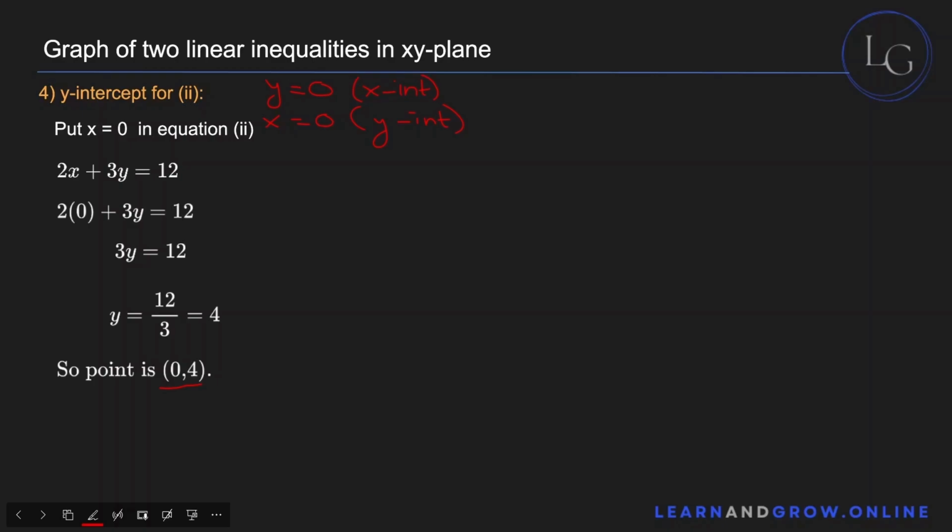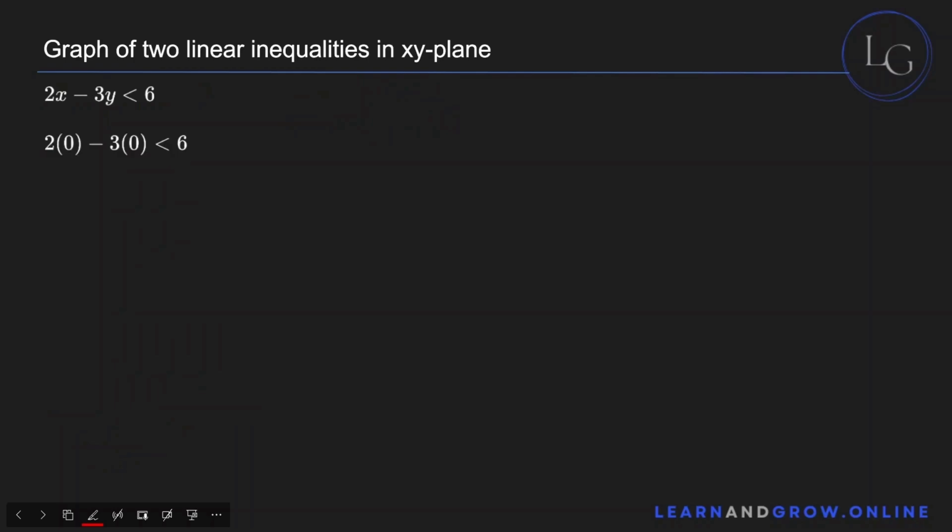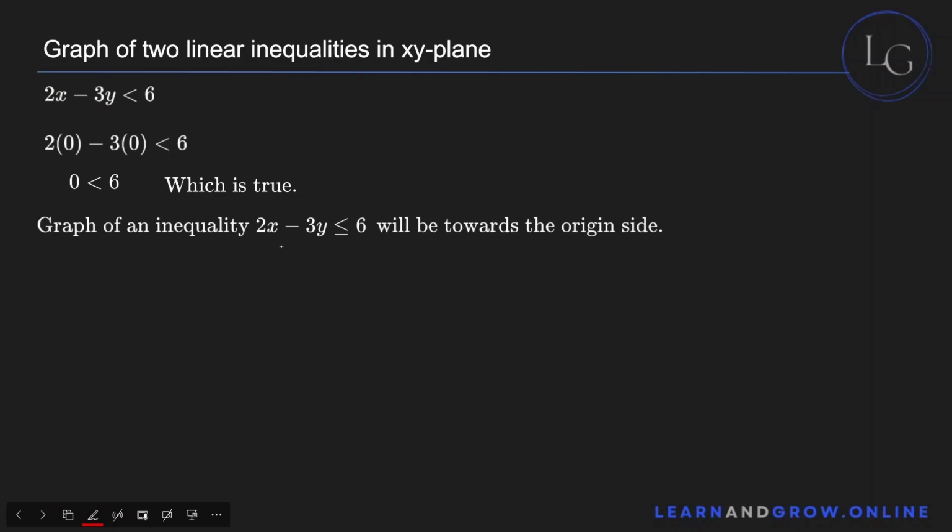And then now what you do is you find the test points for 1 and 2. How do you do that? Well, to find the test points, you put this point. What's this point? This is the origin. When you put x is equal to 0 and y is equal to 0 in equation number 1, well, you get this. And this is true. So the graph of the first inequality will be towards the origin side. So you'll shade towards the origin, and you'll see later on how.